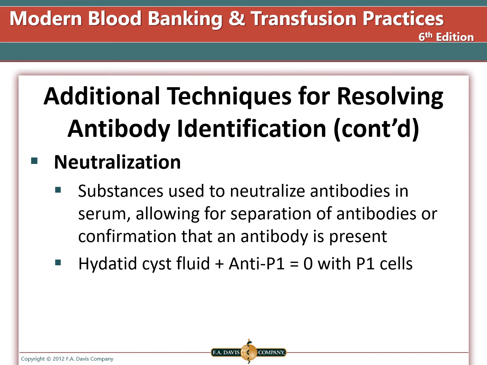Neutralization works by introducing a substance that will bind to certain antibodies while leaving others behind. The P substance in hydatid cyst fluid is an example of neutralization. If a sample is reactive prior to neutralization and negative after neutralization, this tells you that the specific antibody is present. For instance, if you add hydatid cyst fluid to a sample with anti-P1 antibody, you will get negative reactivity with P1 cells.